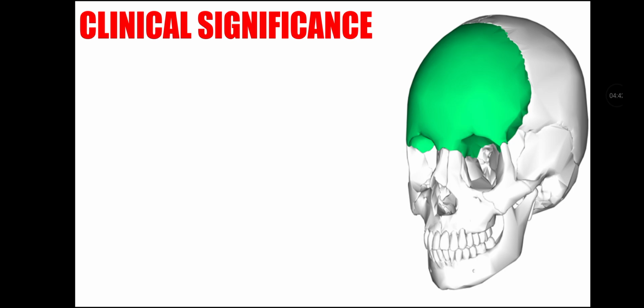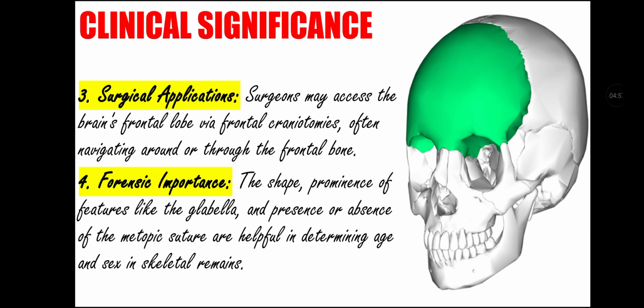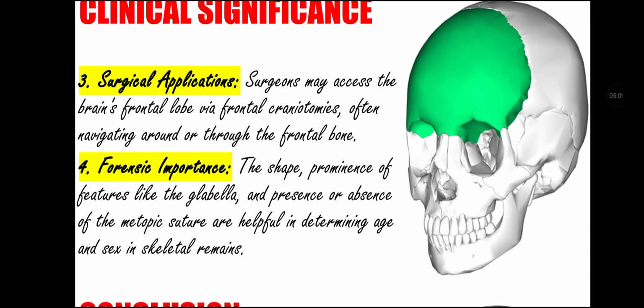Further talking about its clinical significance, it has significance in surgical applications, as surgeons may access the brain frontal lobe through frontal craniotomies that often involve navigating around or through the frontal bone. The fourth clinical significance is its forensic importance, as the shape, prominence of features like glabella and presence or absence of metopic suture are helpful in determining age and sex in skeletal remains.